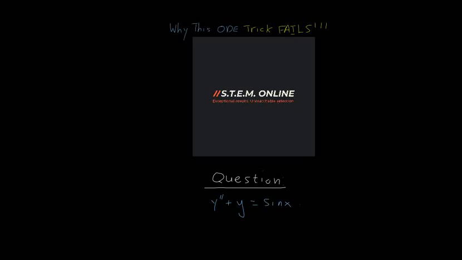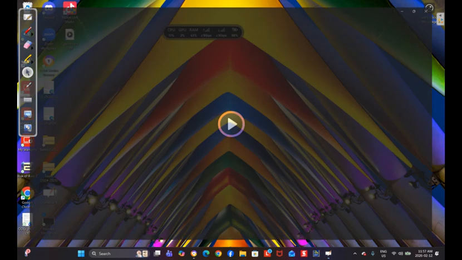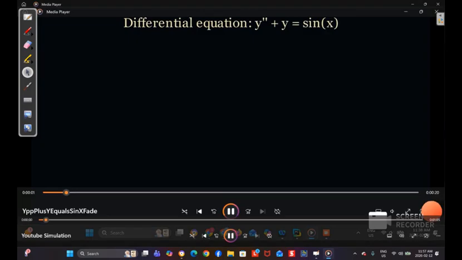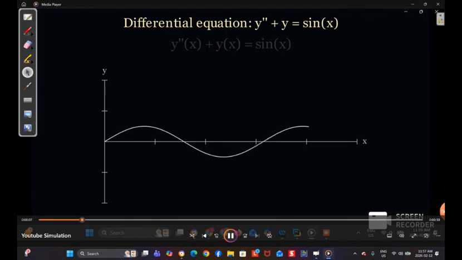Today, we're going to finally start ordinary differential equations. I'm going to pull up something here. I think it's very important that we do that. Okay, we're going to go to my simulation. This specific ODE that we're going to be looking at is y double prime plus y equals sine x. And I'm bringing up the model here.